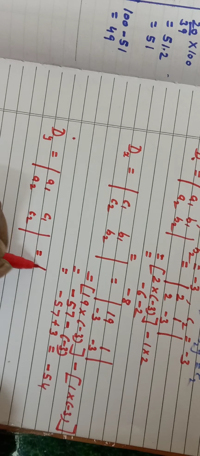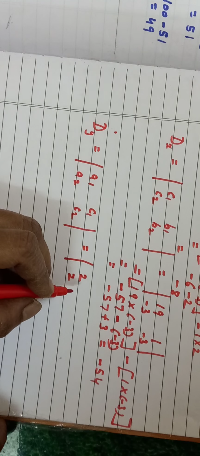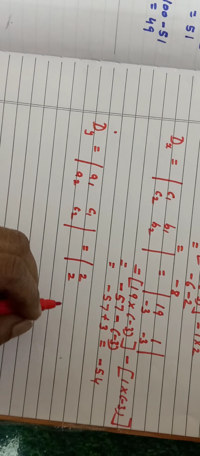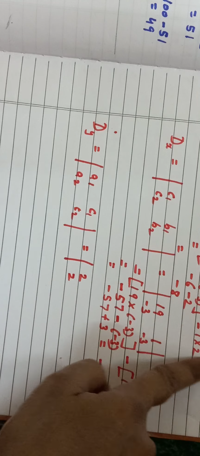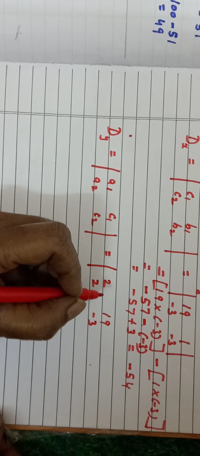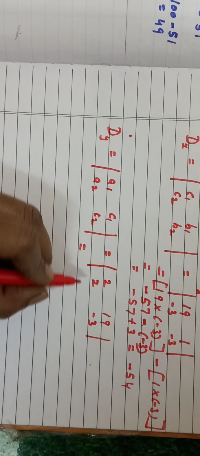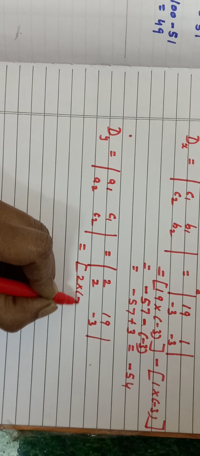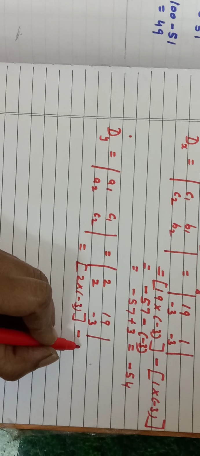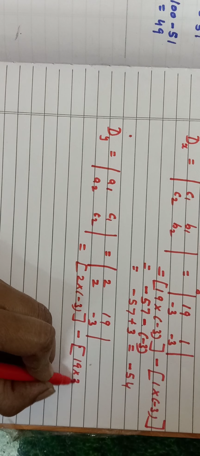And now put the values correctly. That you should be able to do now. So you will get a1, a2: it is 2 and 2. And c1, c2 is minus 19 and minus 3. Which is equal to, now again cross multiply, put the round bracket, 2 into minus 3, close the bracket, minus, now here both are positive only, 19 into 2.